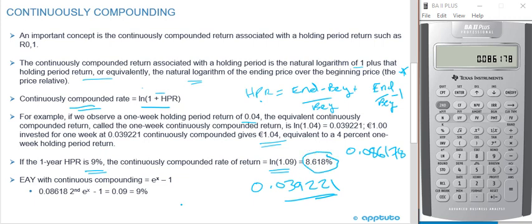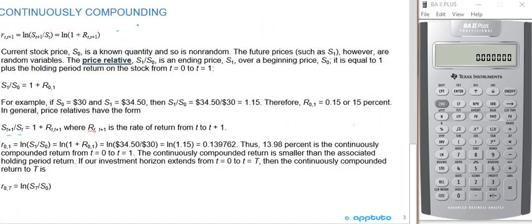Okay, and to convert back and forth, if I clear the calculator, if they gave you the continuously compounded rate of return, how do you convert it back to a holding period return? Well, I gave you the keystrokes down here for that. Let's use that same example. If 0.08618 was the continuously compounded return, we do second e to the x minus 1, and we'd have our 9% holding period return. Okay, carrying on with our continuously compounding.